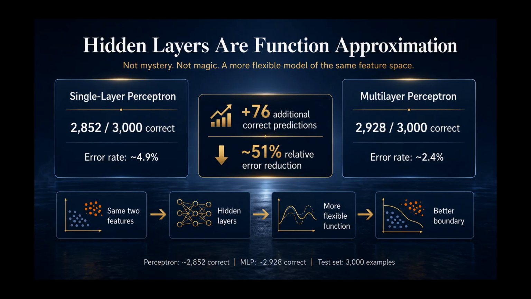On a 3,000 example test set, that means the perceptron gets roughly 2,852 examples correct, while the MLP gets roughly 2,928 correct. That is 76 additional correct predictions from the same two features. The error rate drops from about 4.9% to about 2.4%, roughly a 51% relative reduction in error. That is the point of hidden layers. Not mystery, not magic. Function approximation.